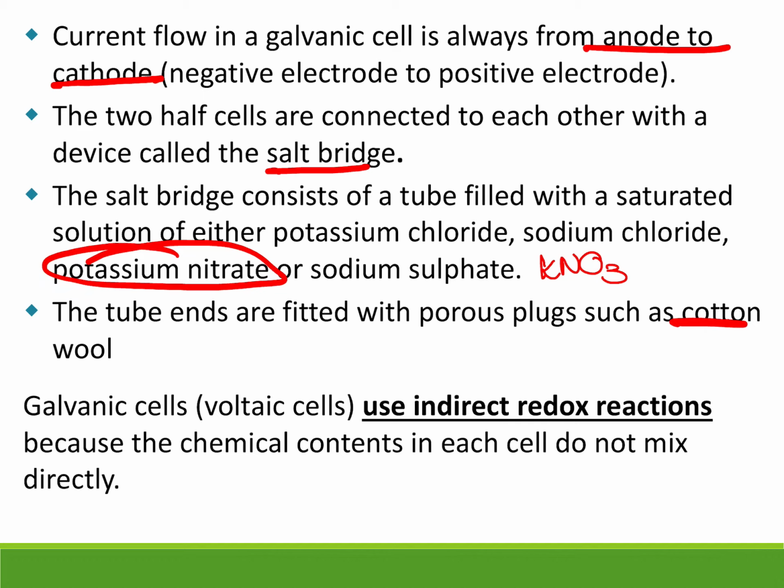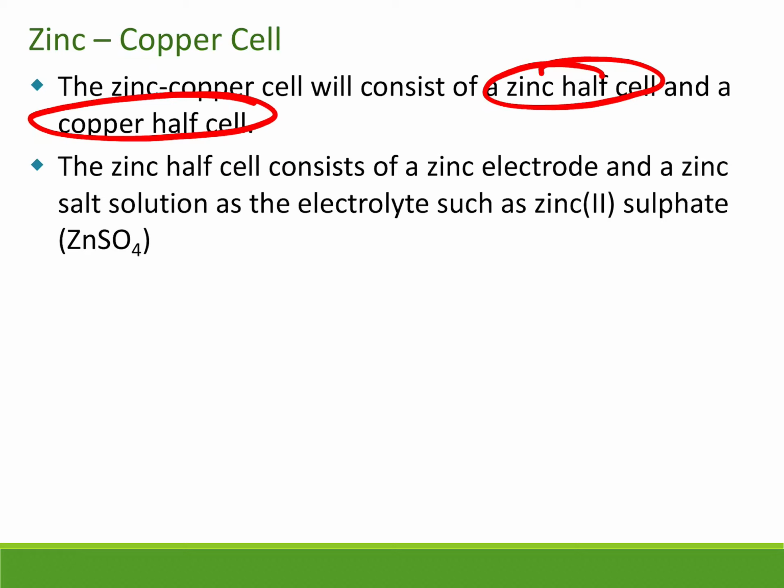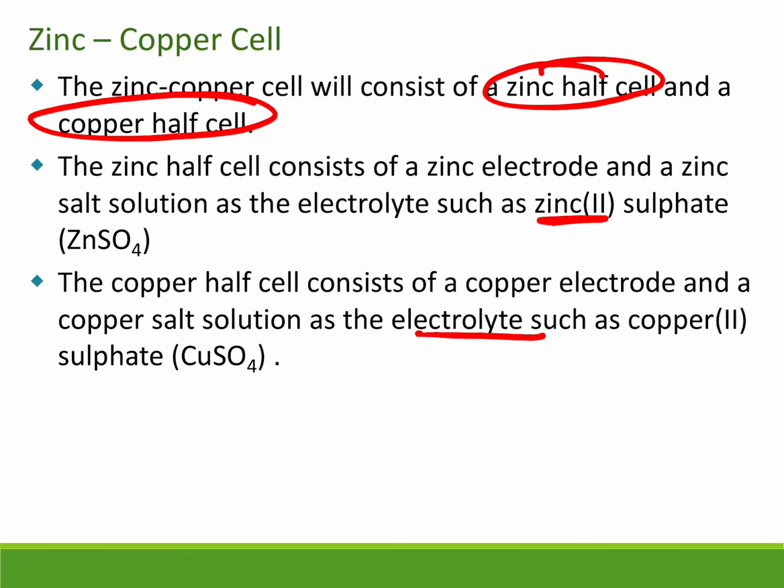The zinc half cell consists of a zinc electrode in a zinc salt. The electrolyte must have whatever the electrode's made out of. Zinc sulfate, zinc nitrate, zinc chloride, etc. You can just keep everything as sulfates. The copper electrode must also be in a copper salt. Copper sulfate, copper nitrate. Keep them all the same. They don't have to be the same, but make your life easier.